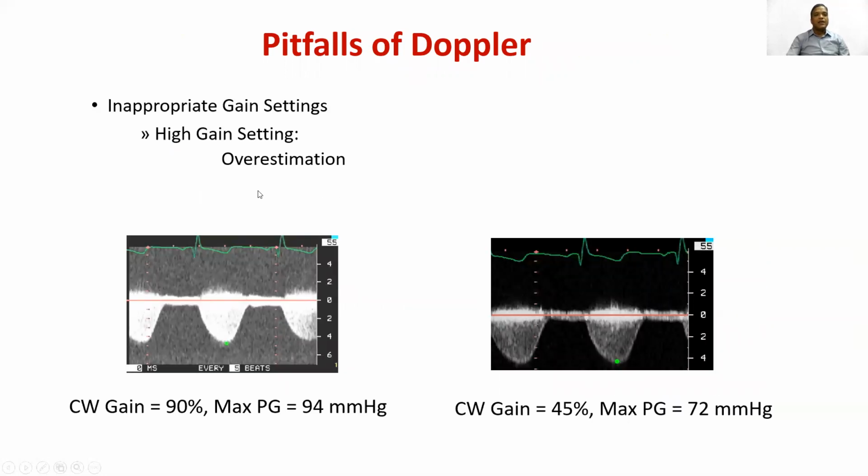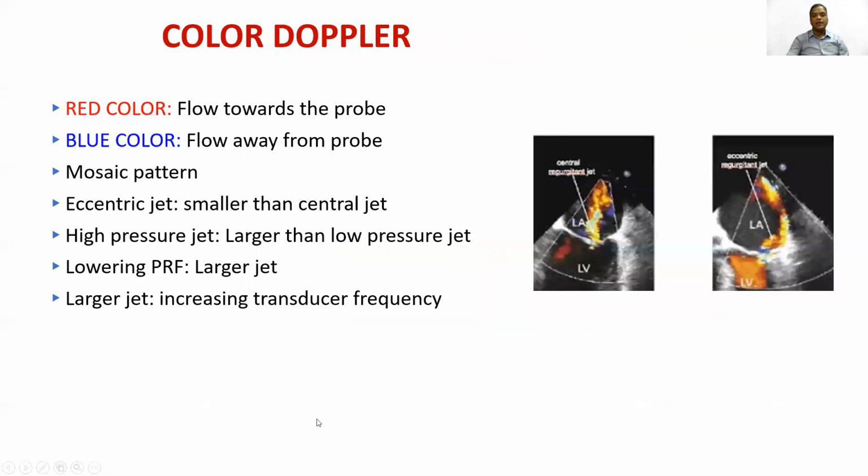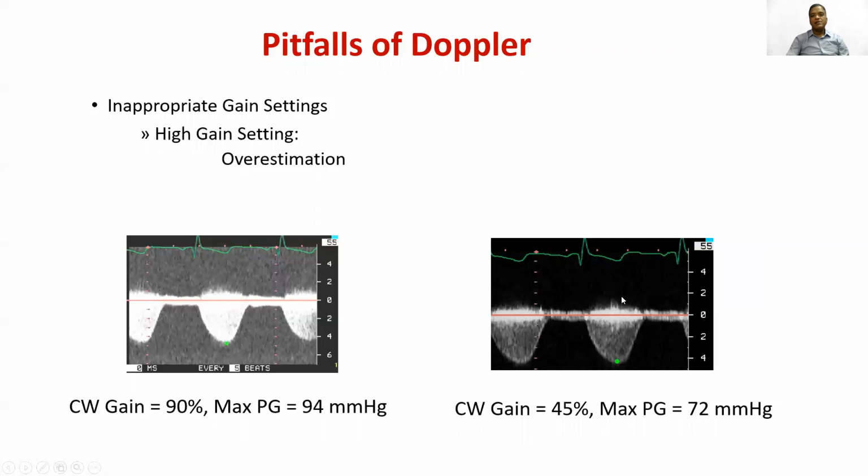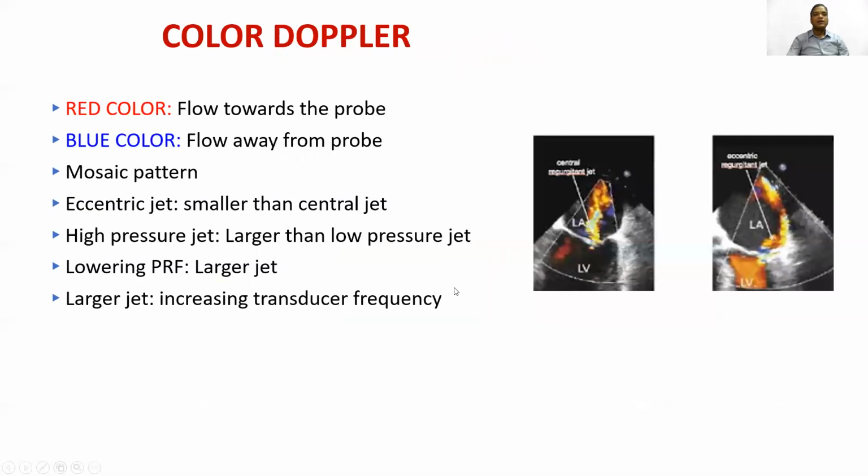If the gain settings are very high, as in this picture, you can see here that there is some cluttering of the images also. We can see the continuous wave gain is 90%. The gradient is 94 millimeter mercury. But when the gain is adequate, here the difference in the picture you can see, this is a completely black background. The gain is here 45 to 50%. The gradient decreases from 94 to 72. This is the actual gradient across the pathway.